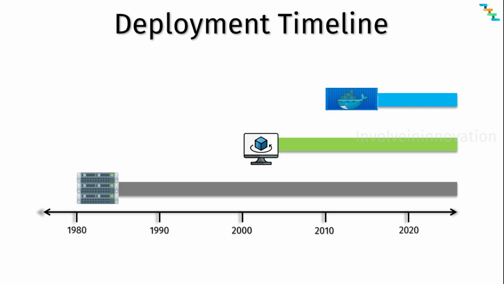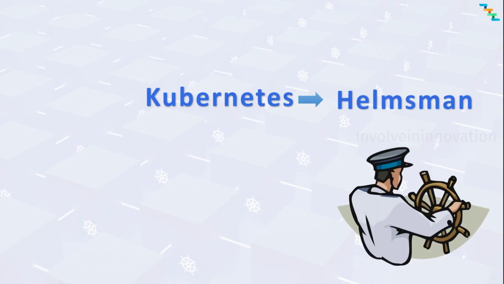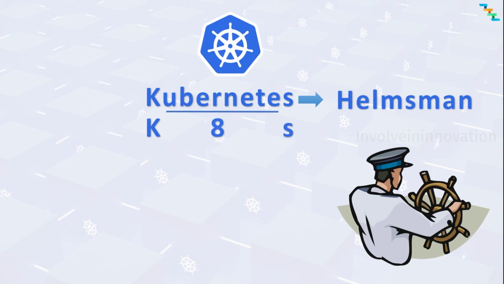Kubernetes, why this name? Kubernetes is the Greek word meaning helmsman, the person who steers the ship. This is why the Kubernetes logo contains the wheel which is used by the helmsman to steer. Kubernetes is shortened to K8S. Here the 8 represents the 8 characters between K and S.